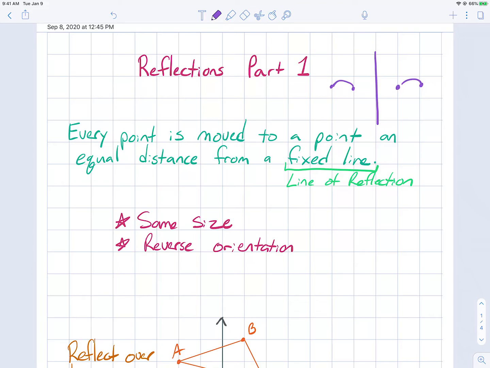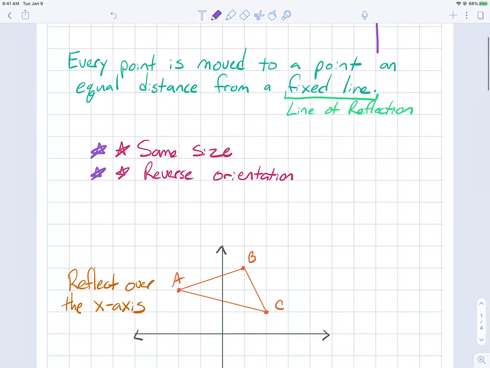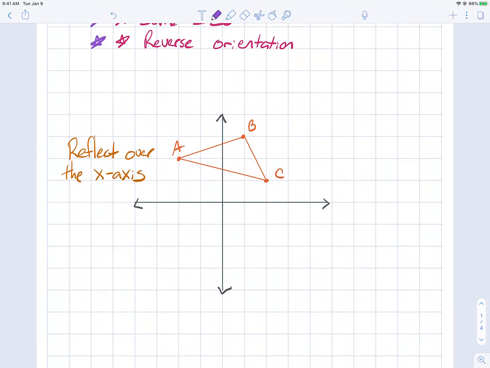Now with a mirror, the reflection is the same size. However, it does reverse orientation. So for instance, if you had words on your shirt and you looked at them, they are backwards. So you do flip it over when it's a reflection. So we're going to be dealing with reflections in a coordinate plane.